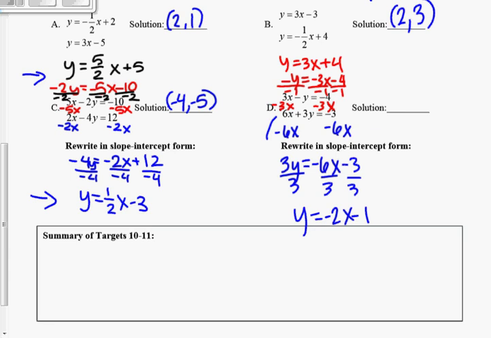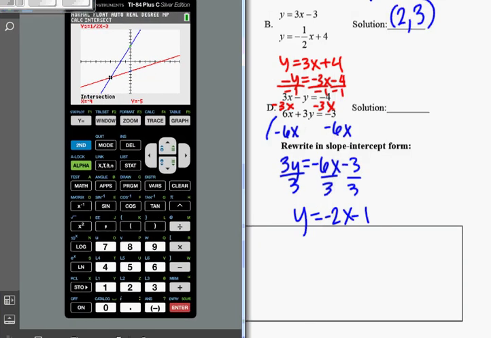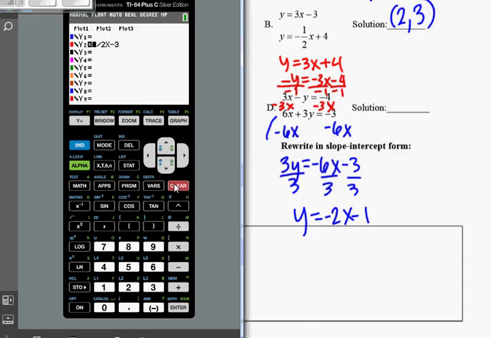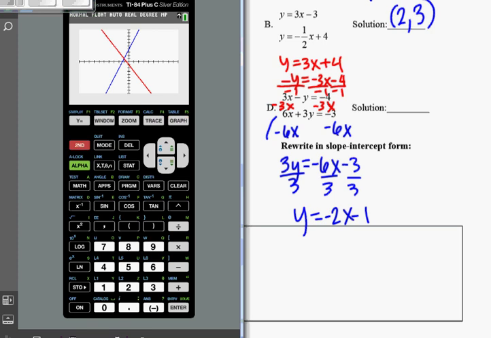Plug these two equations into the graphing calculator, starting with our y equals. Clear out our old equations. So y equals, for our first equation, 3x plus 4. And then for our second equation, we have negative 2x minus 1. Click on graph to find the intersection, second trace, number 5. We hit enter 3 times, first curve, second curve, guess, and the intersection is negative 1, 1.